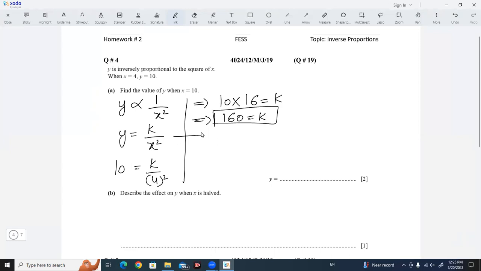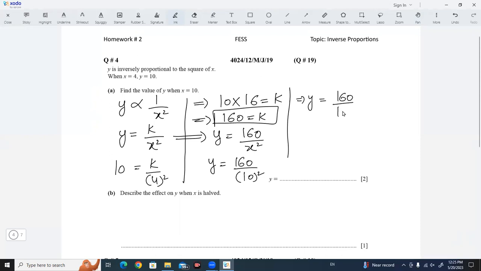Put this value here, means y equals to 160 over x squared. This is the equation connecting x and y. We have to find the value of y when x is 10. Now what's x? X is 10. So 160 over 10 squared. What's 10 squared? 10 squared is 100. So it's y equals to 160 over 100.